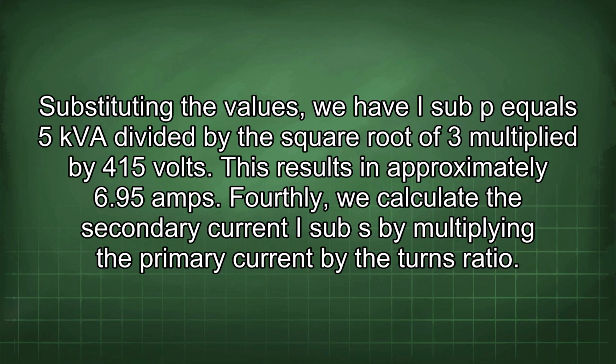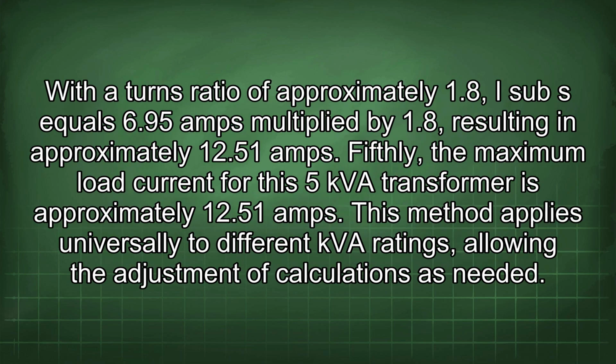Fourthly, we calculate the secondary current I sub S by multiplying the primary current by the turns ratio. With a turns ratio of approximately 1.8, I sub S equals 6.95 amps multiplied by 1.8, resulting in approximately 12.51 amps. Fifthly, the maximum load current for this 5 kVA transformer is approximately 12.51 amps. This method applies universally to different kVA ratings, allowing the adjustment of calculations as needed.